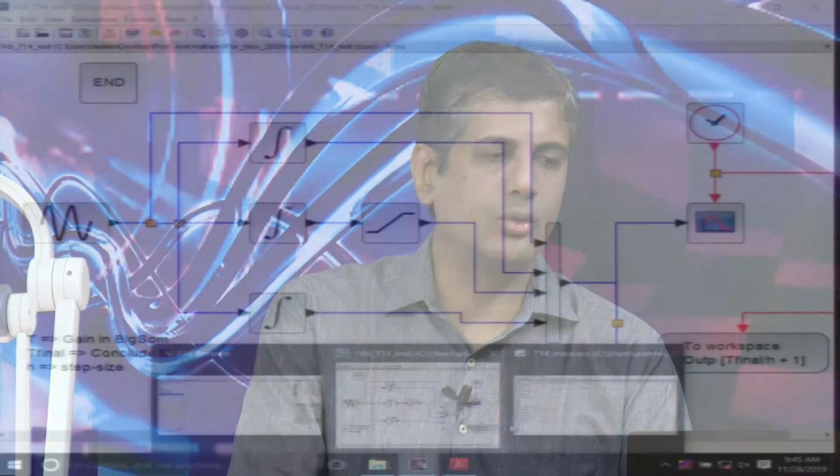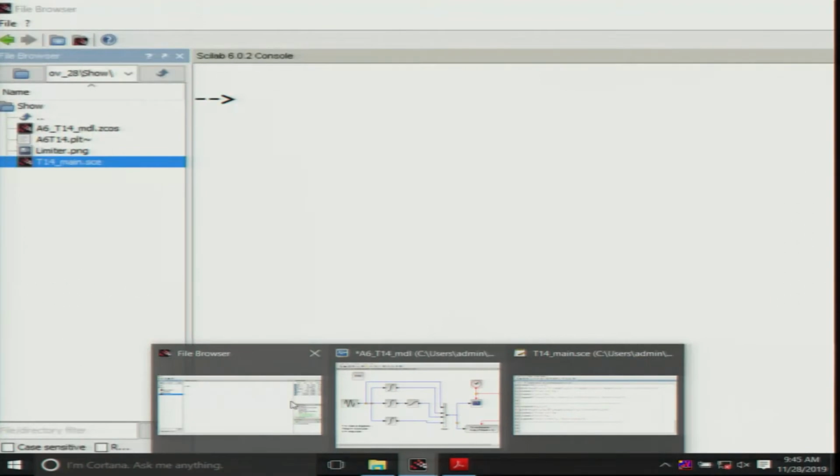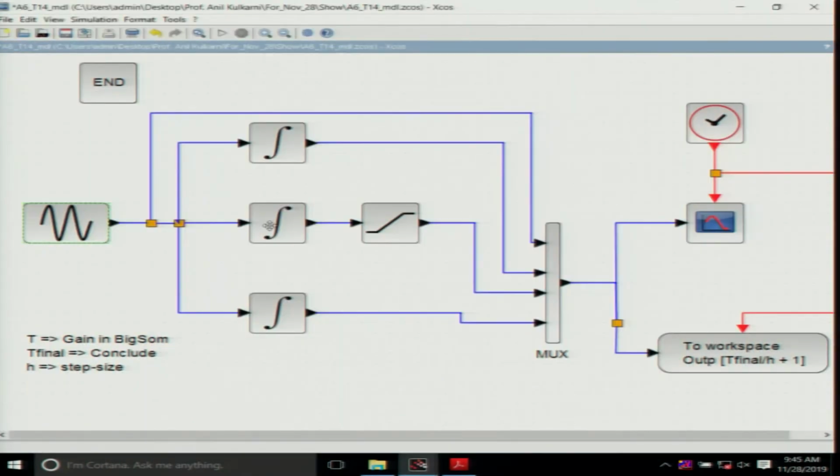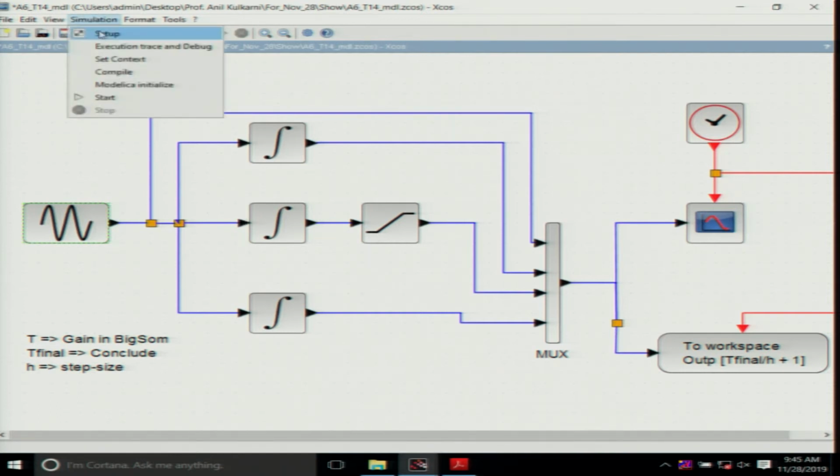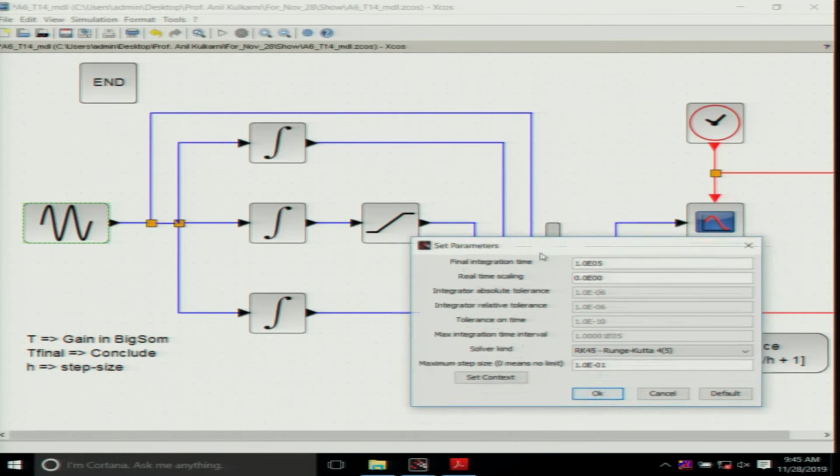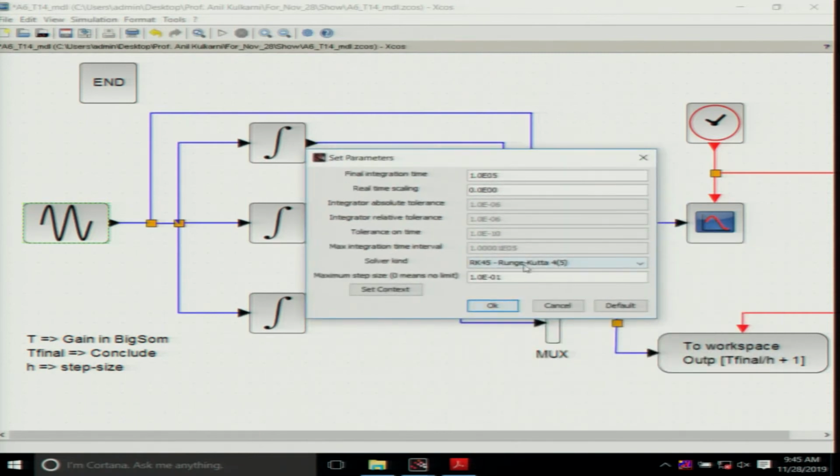The simulation method used here is the one given in the library. Can you just show the method which is being used? So, this is using the Runge-Kutta method. Of course, this is a plain integration, not a closed loop control system, it is just a plain integration.